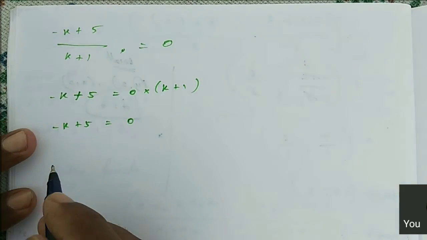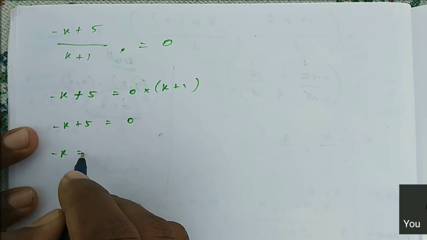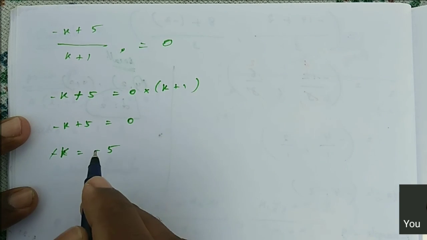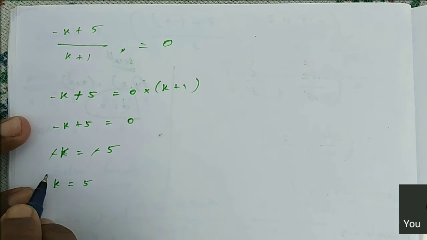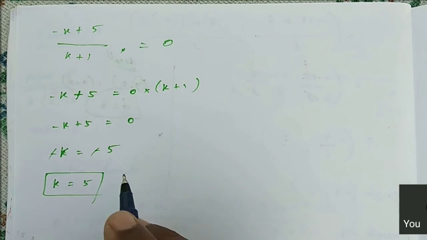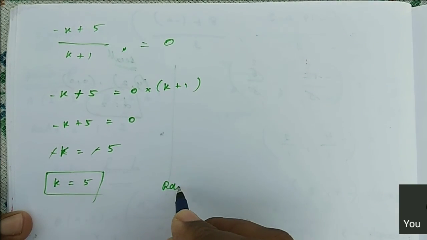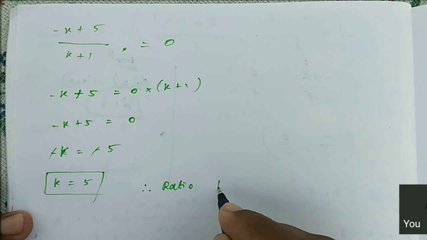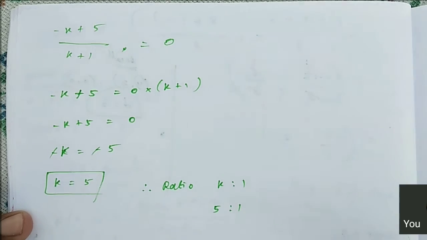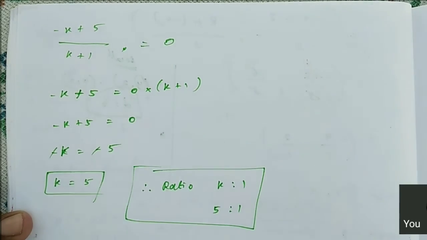Very good. Next, minus k equal to minus 5. So minus minus cancel, k is equal to 5. Are you clear? Any doubt? So now we found the point. What is the ratio we assumed here? Therefore, the ratio is k is to 1, that is 5 is to 1. Are you clear?